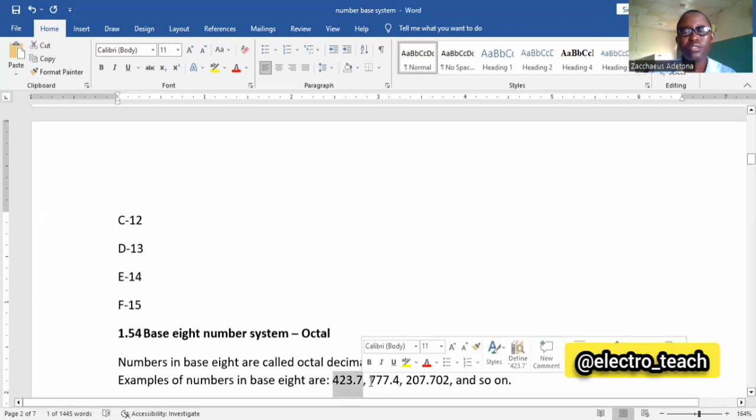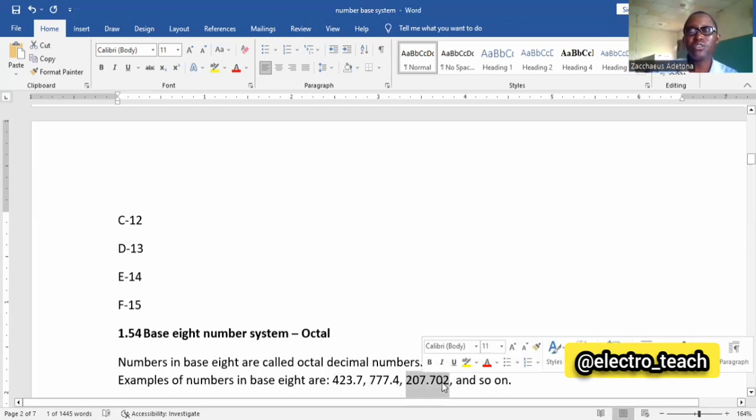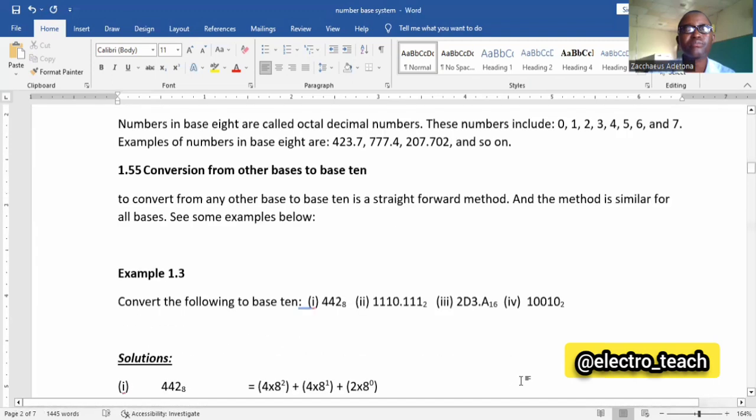423.7, 777.4, 207.702. You cannot have something 8 point something or something 0.89. No, the highest you can have is 7. And so you can have it such that you know that you express it in base 8.